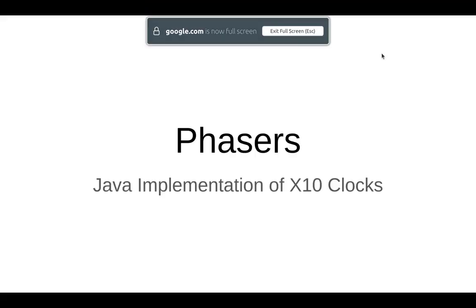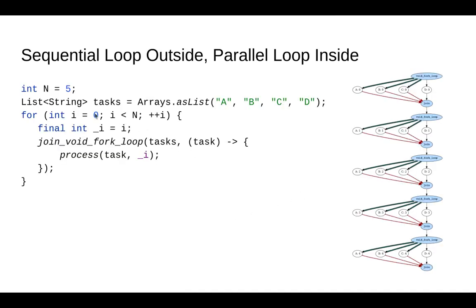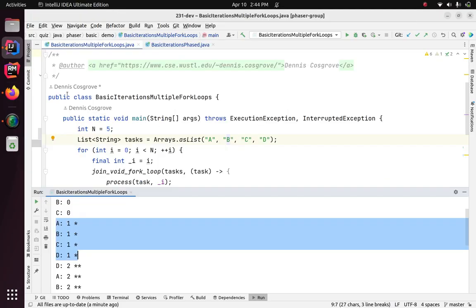Hello everybody, this is going to be a quick video on phasers. They are Java's implementation of a feature from X10 called clocks. And this is a not uncommon pattern right here, where I have a sequential outer for loop and a parallel loop inside. Let's just look at IntelliJ and see how it works.